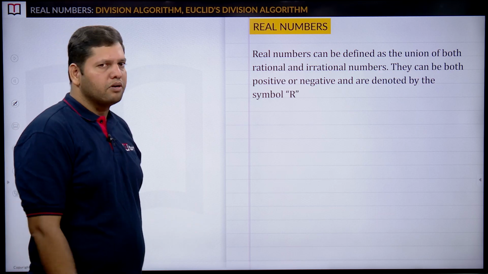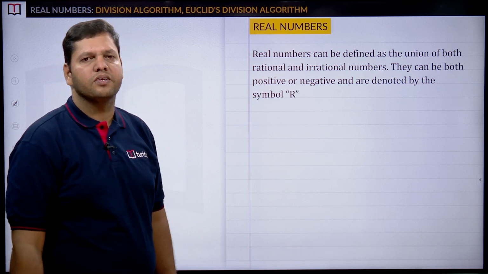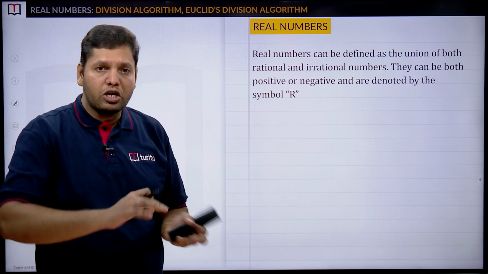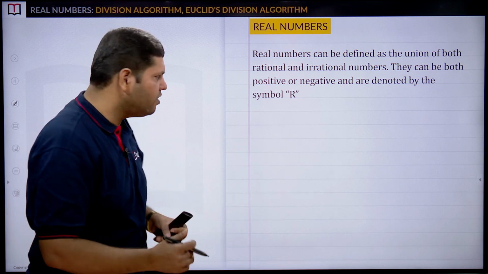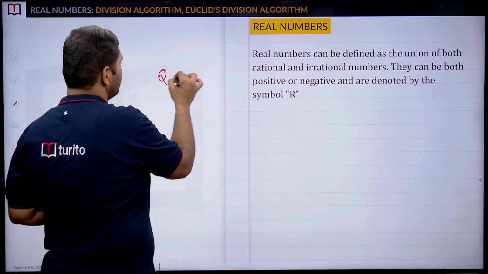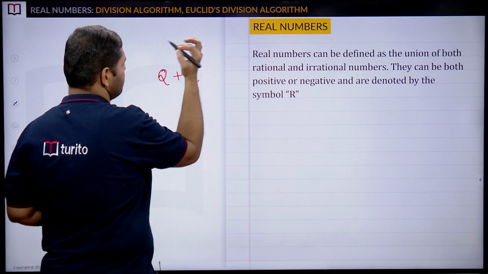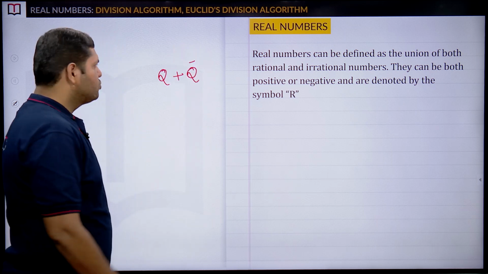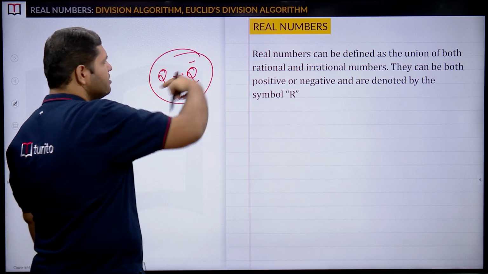Now, children, real numbers. So, what is a real number? A real number is nothing but a combination, otherwise a collection, of what? Rational and irrational numbers. So this complete collection we can say is the real numbers, children.